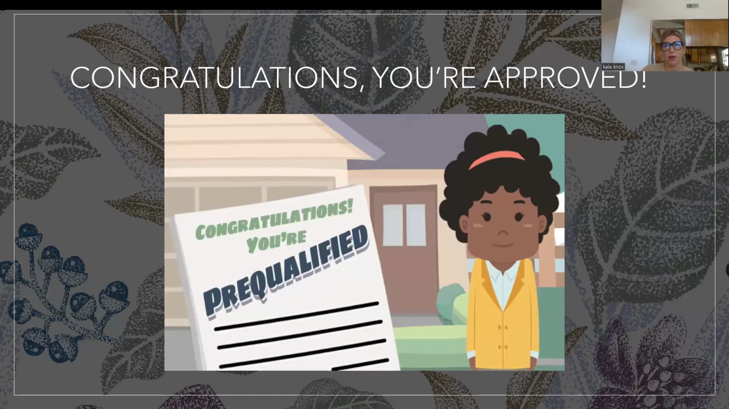So moving forward, you get approved. Now you have a price range, whether it's 200,000 or 300,000, and those are the homes that you are going to be looking for in whatever desired area.